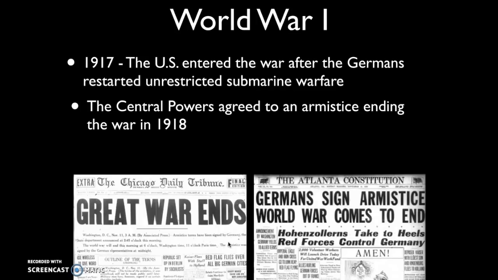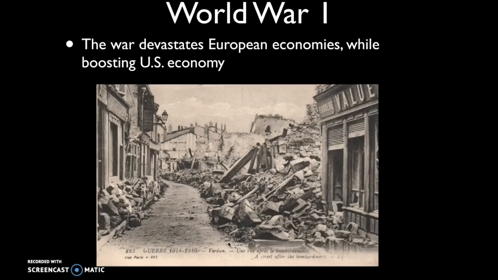In 1918, the Central Powers agreed to an armistice ending the war. So the war ends in 1918 after an armistice, after the United States again sort of joins up with the Allied powers and tips the balance of power in favor of the Allies. The war ultimately devastates European economies, but at the same time it boosts the U.S. economy, right? War production is incredibly economically beneficial, right? You're pumping out supplies, you're pumping out things that are necessary to fight in the war, and that ultimately is going to rev up the economy.